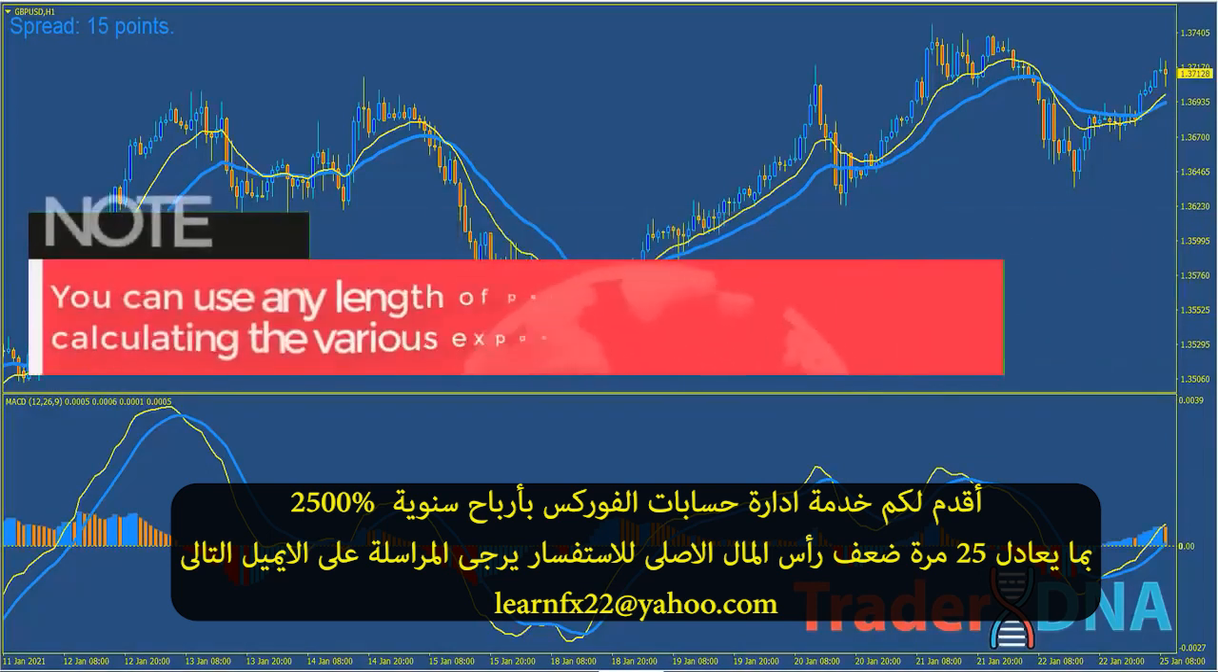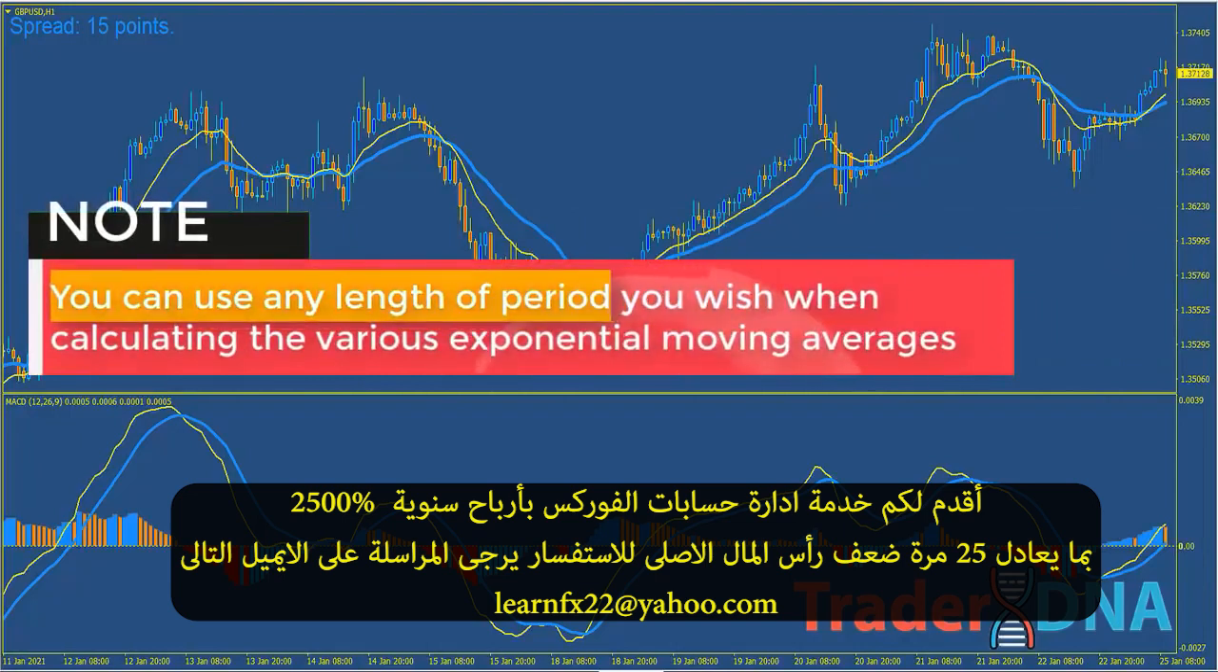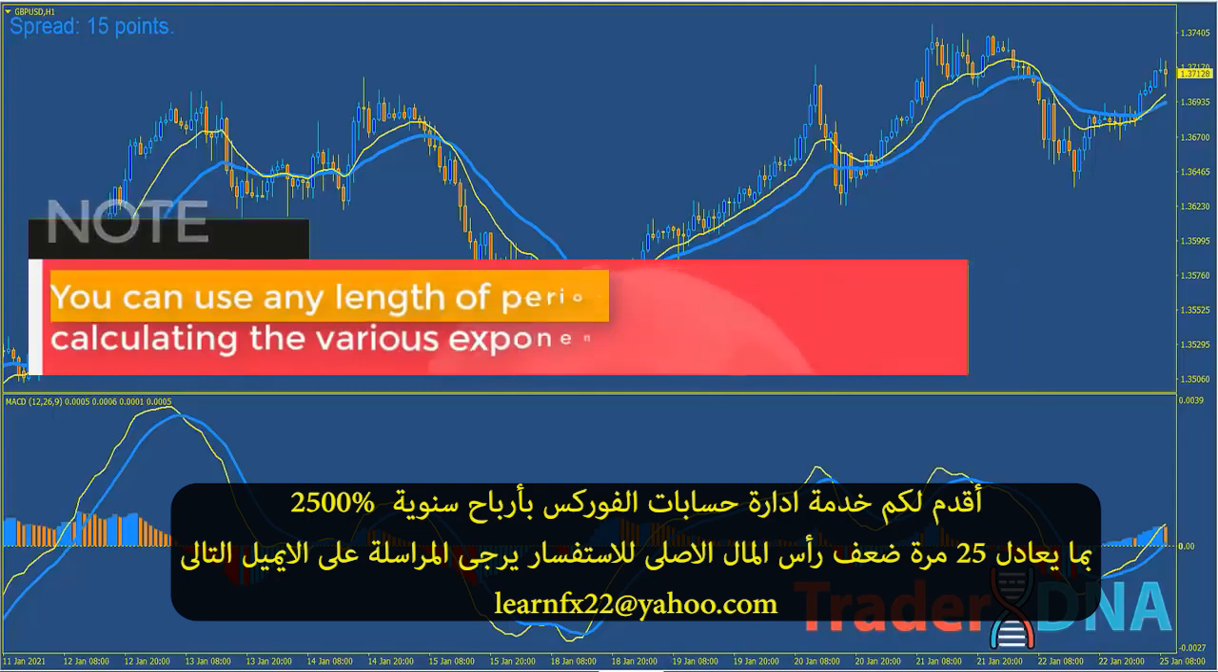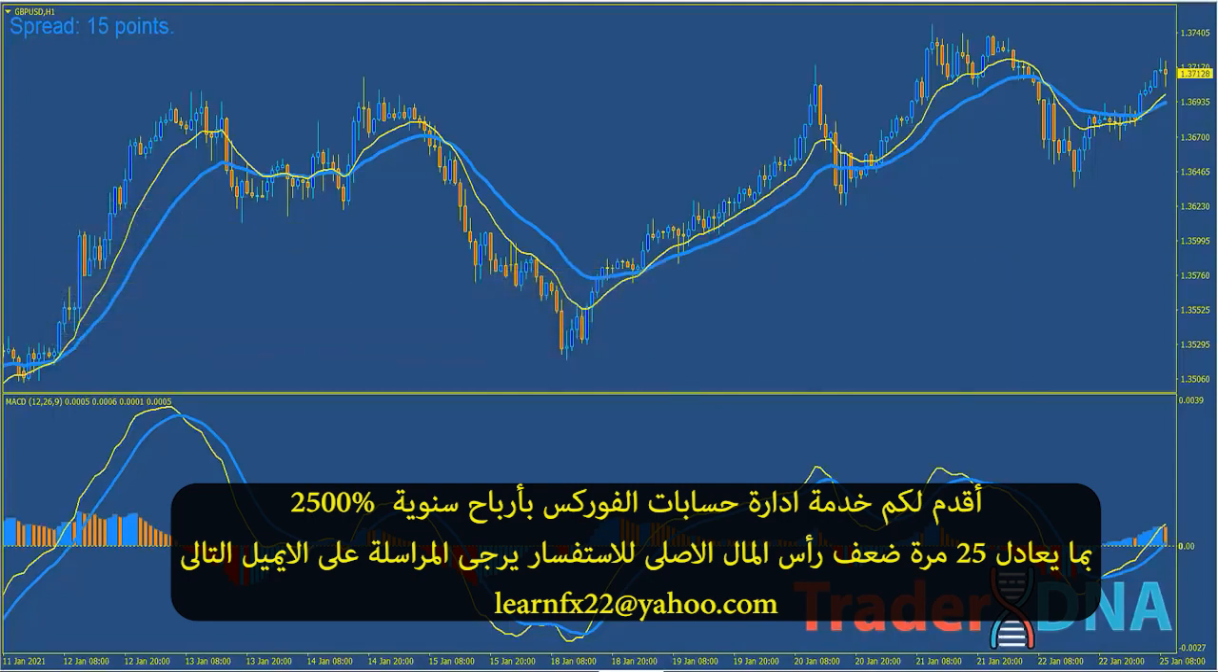You can use any length of period you wish when calculating the various exponential moving averages, although the 12, 26, and 9-period moving averages are most frequently used.